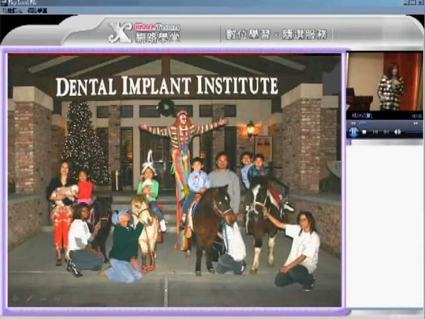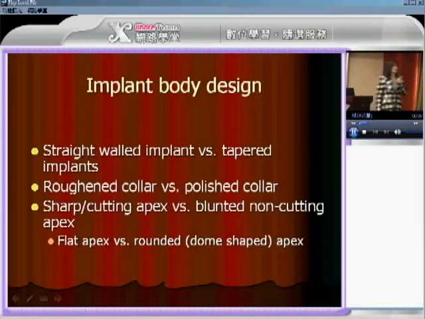Okay, so what are some of the different points that we can talk about in implant body design? Of course, there's a straight-walled implant versus a tapered implant. There's a roughened collar. The collar would be the top of the implant body. Some are machined and polished collar, and some are roughened all the way up. Roughened collar versus polished collar.